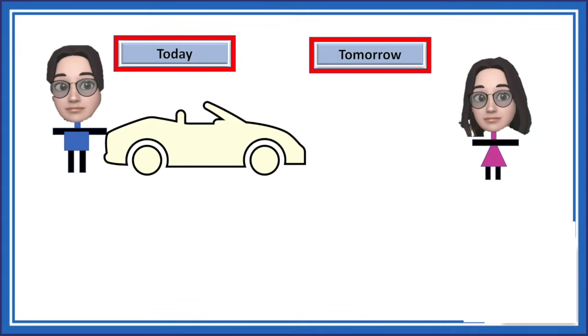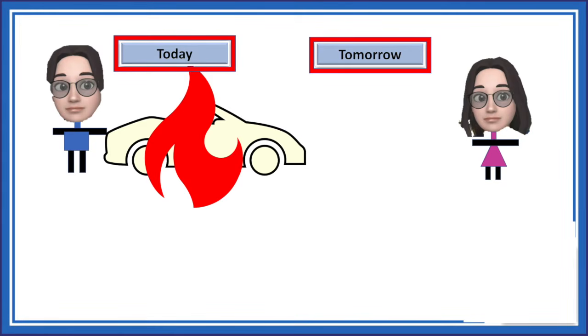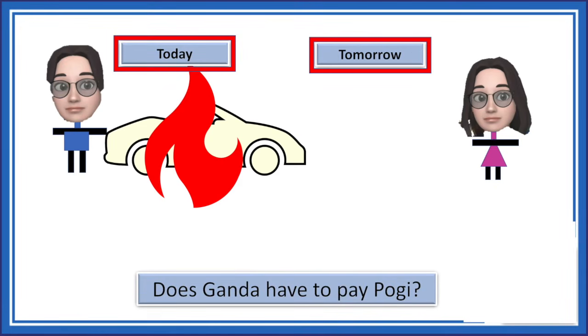Okay? Pero, if bago pa man dumating si tomorrow, okay, bago pa kinabukasan, meaning to say, kinagabihan ngayon, the car was negligently destroyed. It was set on fire ng isang stranger named Beauty, without default of Pogi. Okay? Question. Does Ganda has to pay Pogi? And thus, Pogi still have to deliver the car. Answer? Pogi is excused from delivery kasi it was destroyed without his fault. But Ganda has to pay Pogi the 1 million pesos.